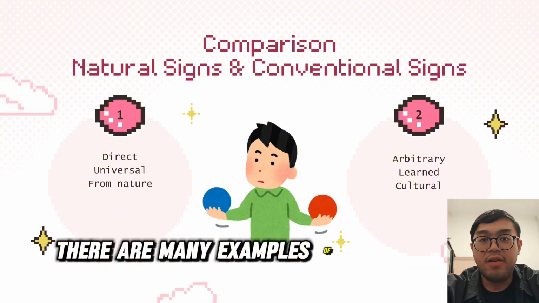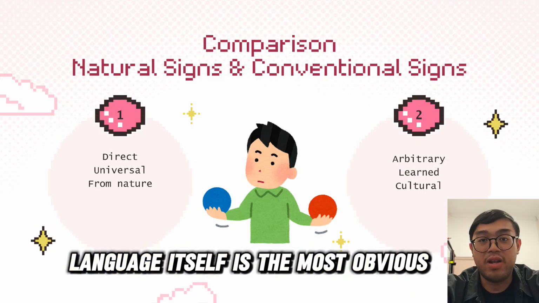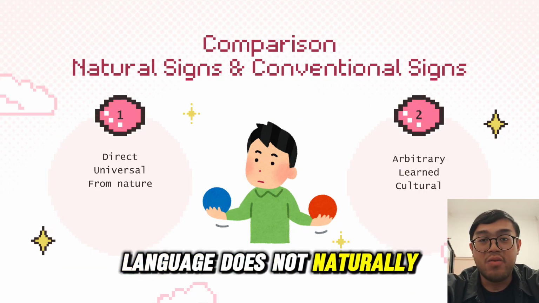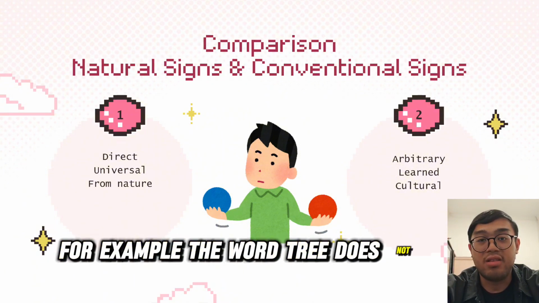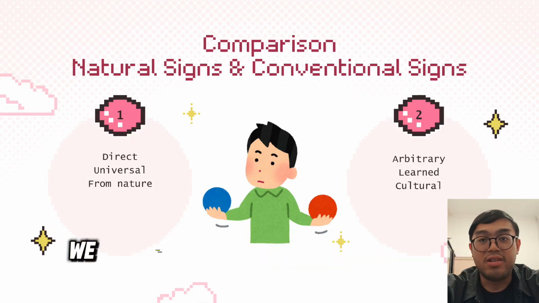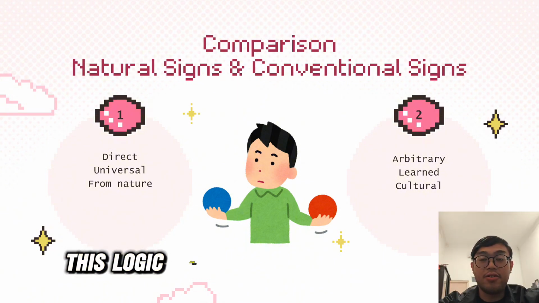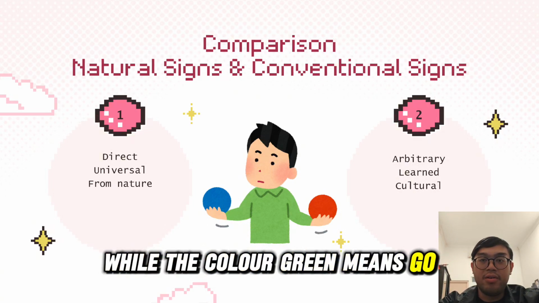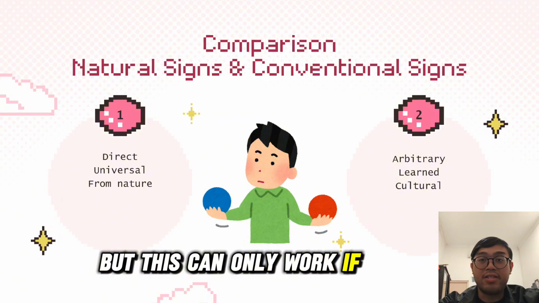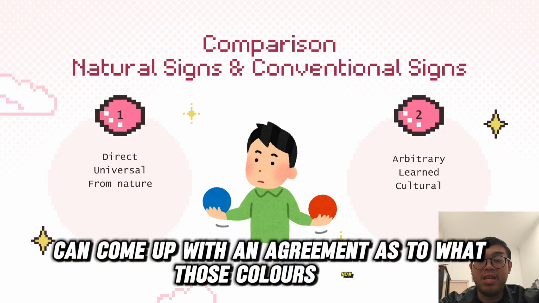There are many examples of conventional signs in everyday life. Language itself is the most obvious one. Language does not naturally resemble the objects that it is trying to represent. For example, the word tree does not look like a tree. We understand it only because we have learned its meaning. This logic also applies to traffic lights. The color red means stop, while the color green means go. But this can only work if society comes up with an agreement as to what those colors mean.